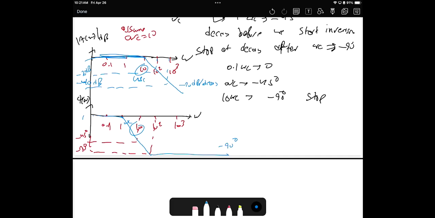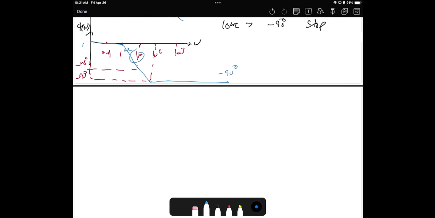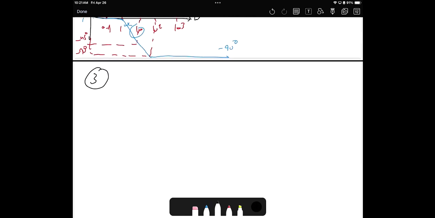Any questions? Let's move to step number 3. What's step number 3? Now, we talked about the pole and zero when we have 1 plus j omega over omega c. How about if we don't have the 1? If we have only this one, this scenario.